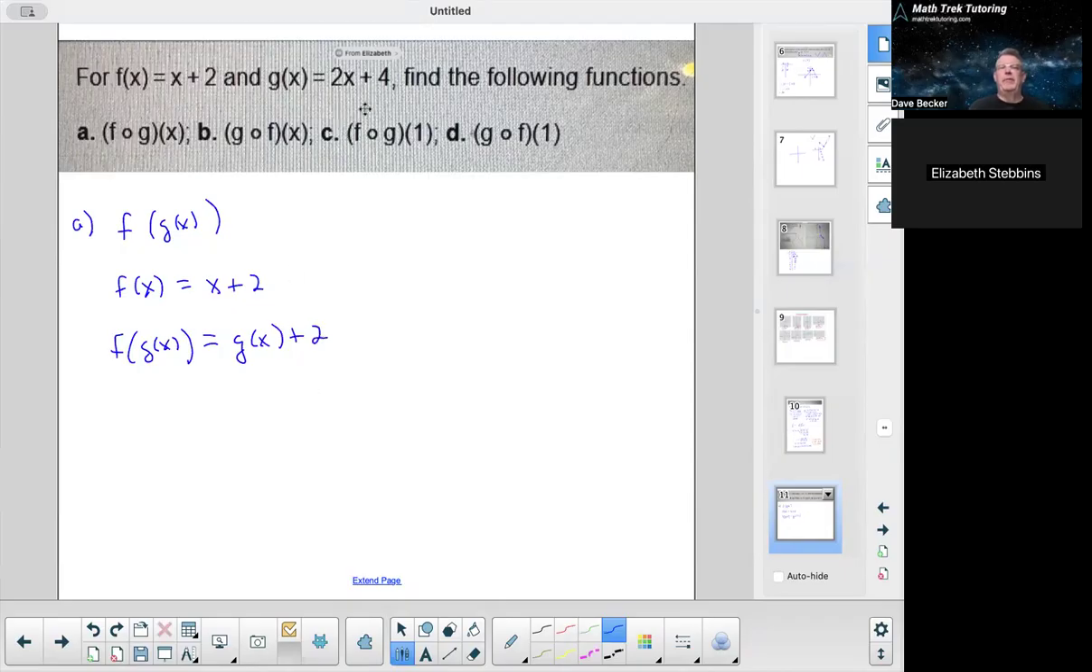And g of x is equal to 2x plus 4, isn't it? Plus the 2, and then you're done. 2x plus 6. Okay, I got it. How would you do it with the one?